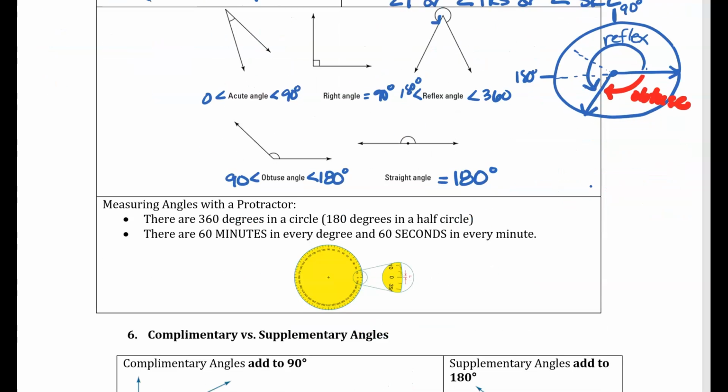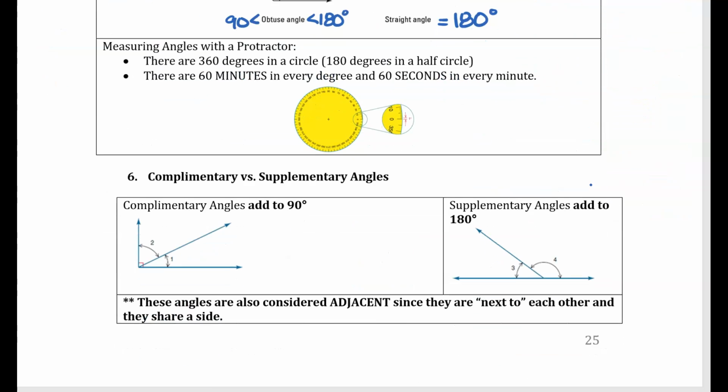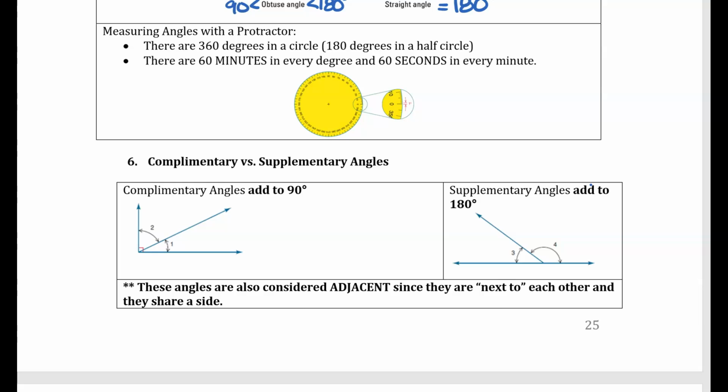Ideally, it's harder in a virtual setting here, but ideally we'd be using a protractor in class and we'd be learning how to measure these angles with a protractor. So like I said, there's 360 degrees in a circle.